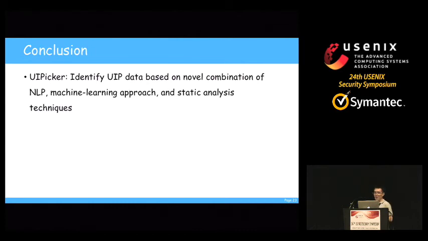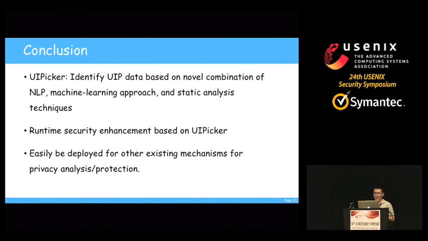So in this paper, we propose UIPicker to identify UIP data based on a novel combination of natural language processing, machine learning, and static analysis techniques. Although the prototype of UIPicker is implemented for Android, the idea can be applied to other platforms as well. We also propose a runtime security enhancement based on UIPicker to protect users' sensitive data from insecurely leaking out.